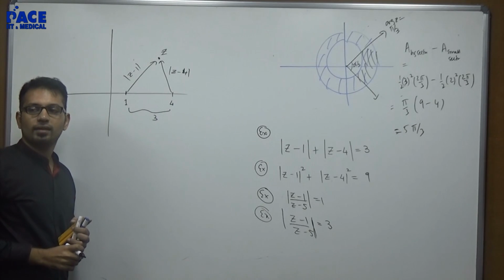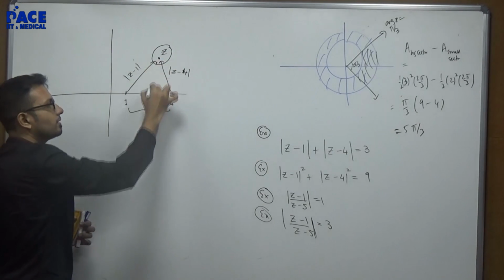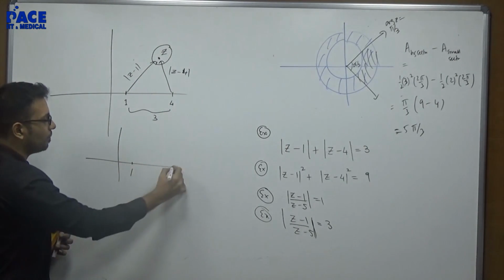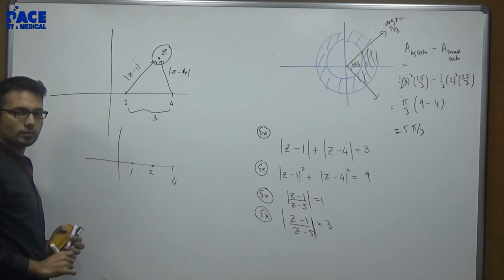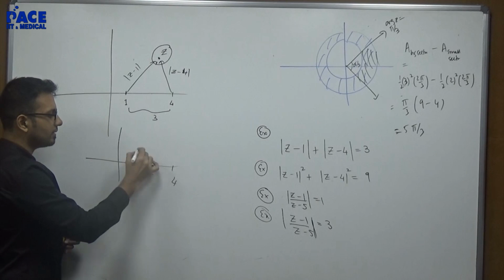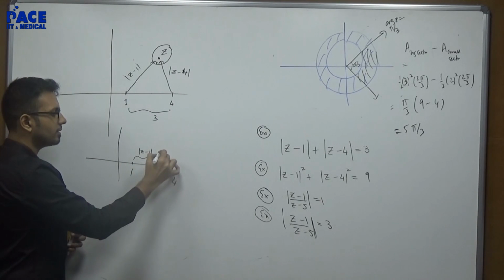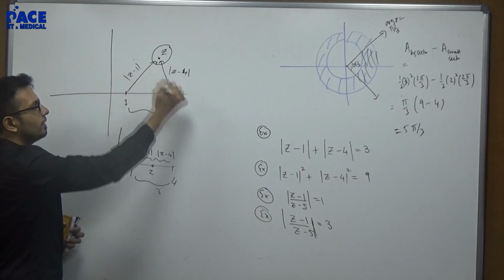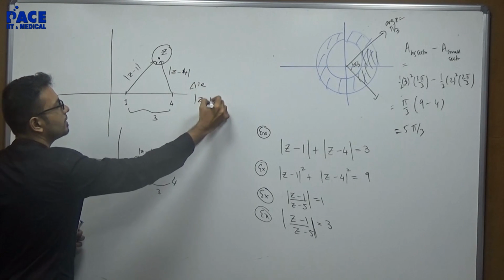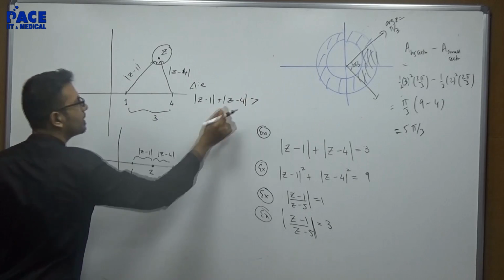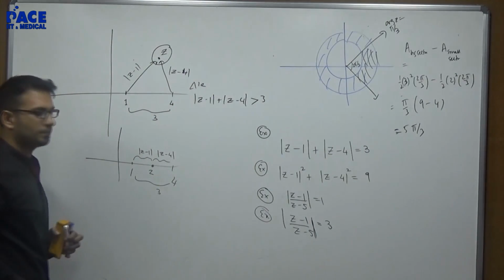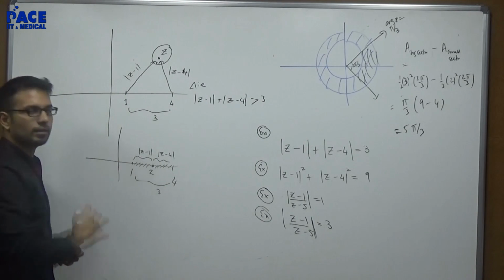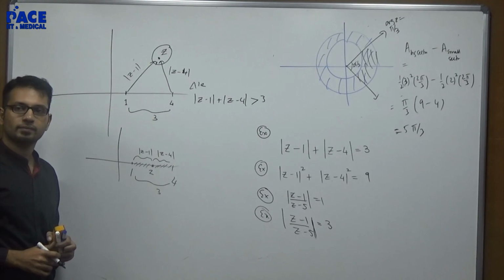That only happens if this Z actually lies on the axis. That means this diagram is wrong. That means your point Z actually lies here. If your point Z lies here, then this distance plus this distance is equal to 3. Otherwise, you will form a triangle, and in a triangle, this distance plus this distance has to be greater than 3. So it won't be possible. So what is the locus of Z? It's actually this line segment. It will lie on this line segment. Is this clear? Okay.